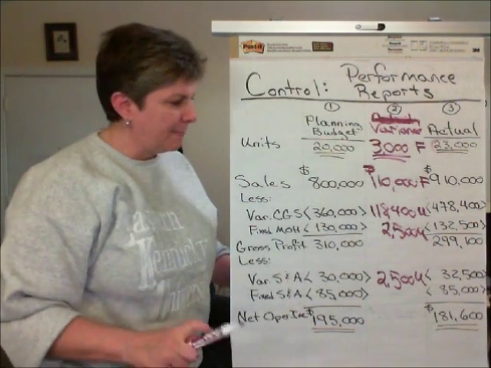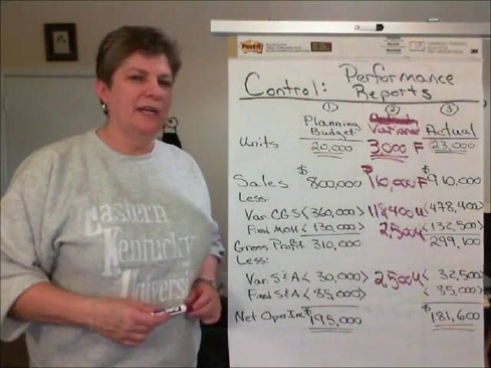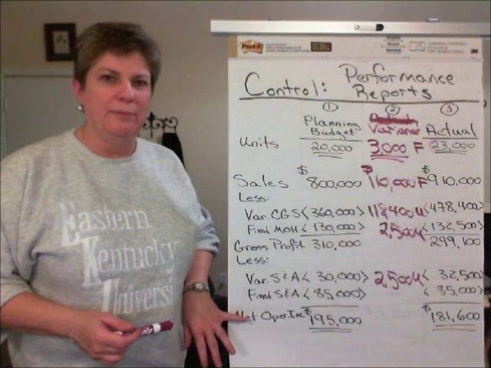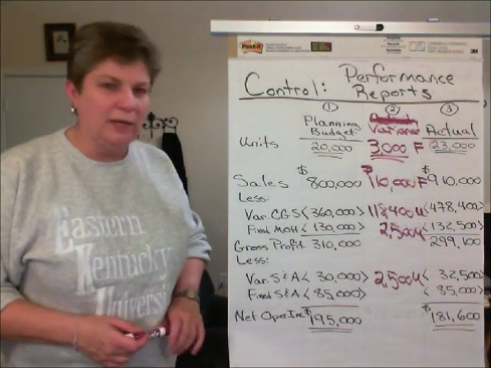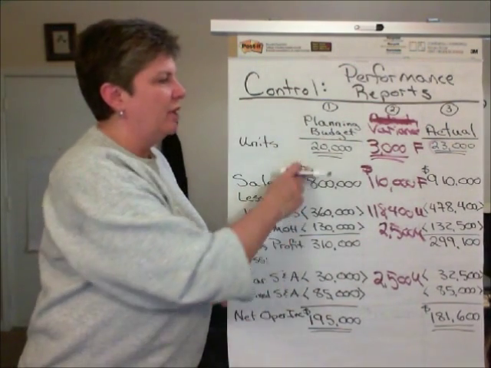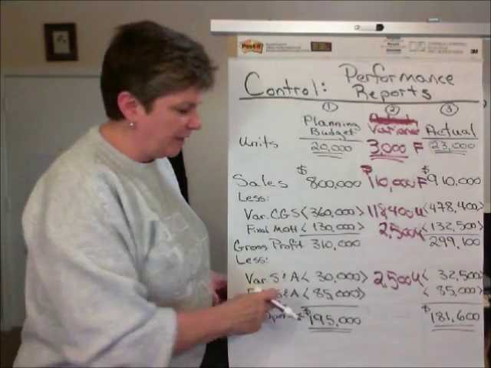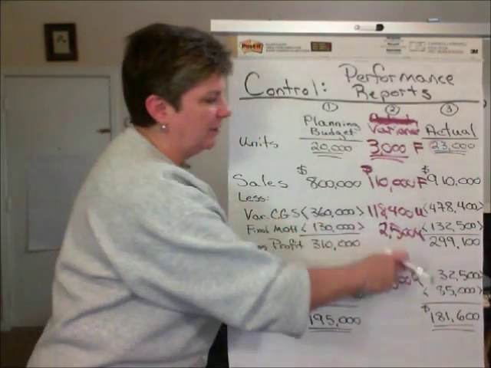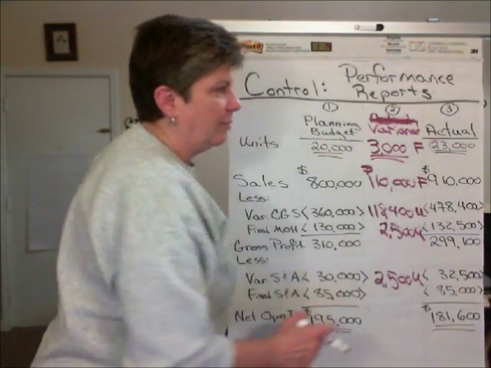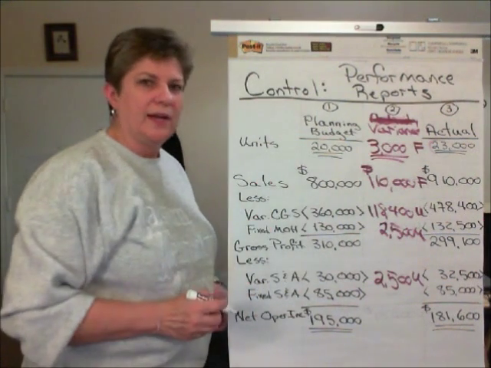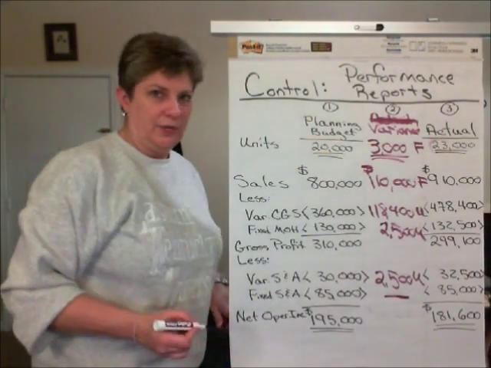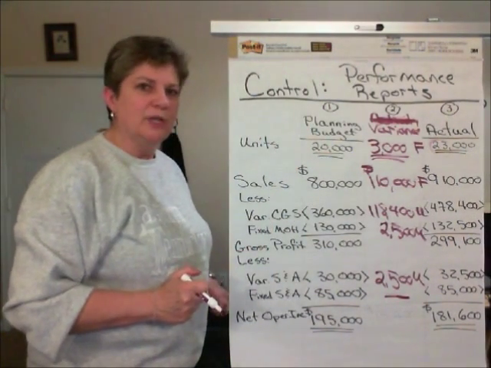Now, before we leave the static budget performance report, we need to finish out looking at the fixed selling and administrative expenses and the bottom line net operating income. Now, again, remember, fixed selling and administrative was $85,000 for a planned level of production of 20,000, and we look and see that this truly is a fixed cost and we're within the relevant range because the actual cost for 23,000 units was $85,000 also. So there was no variance for the fixed selling and administrative cost.